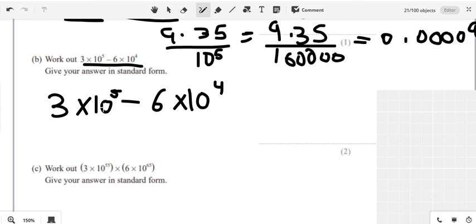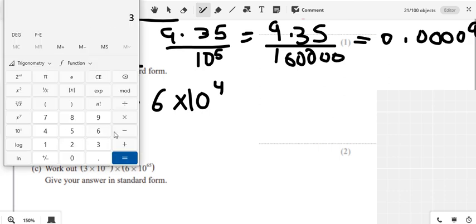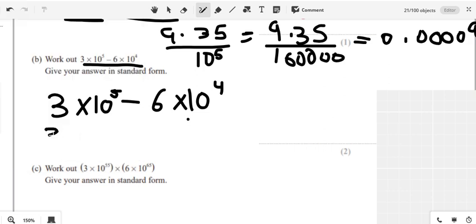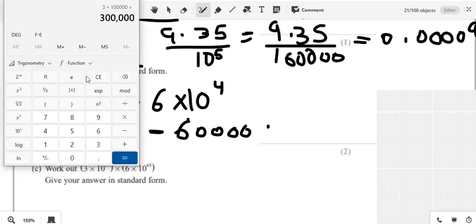So 10 power 5 means that you will times the 3 with 1 and 5 zeros, 1, 2, 3, 4, 5. 100,000 times the 3 becomes 300,000. So this will be 300,000 minus this one, which will become 6. 10 power 4 means that you write 4 zeros, 2, 3, 4. And after that you're gonna subtract it.